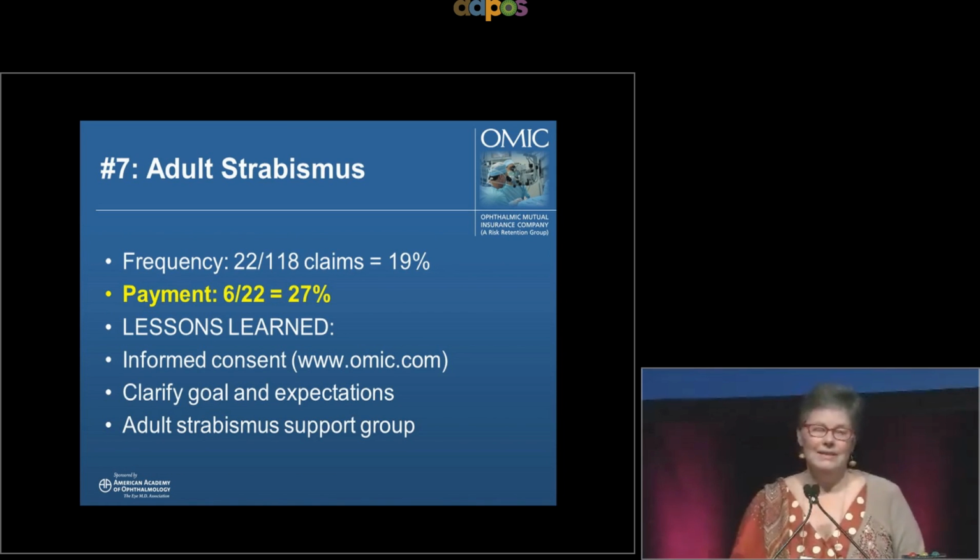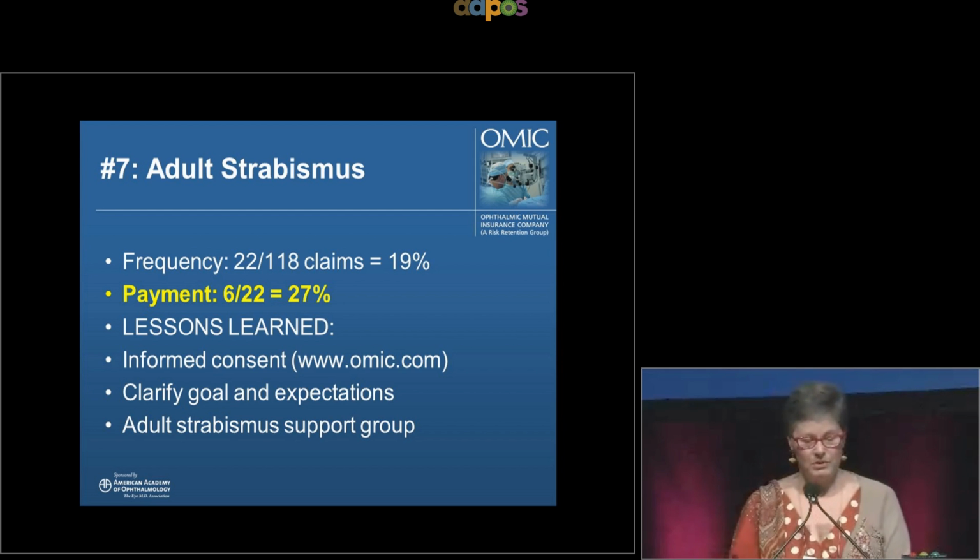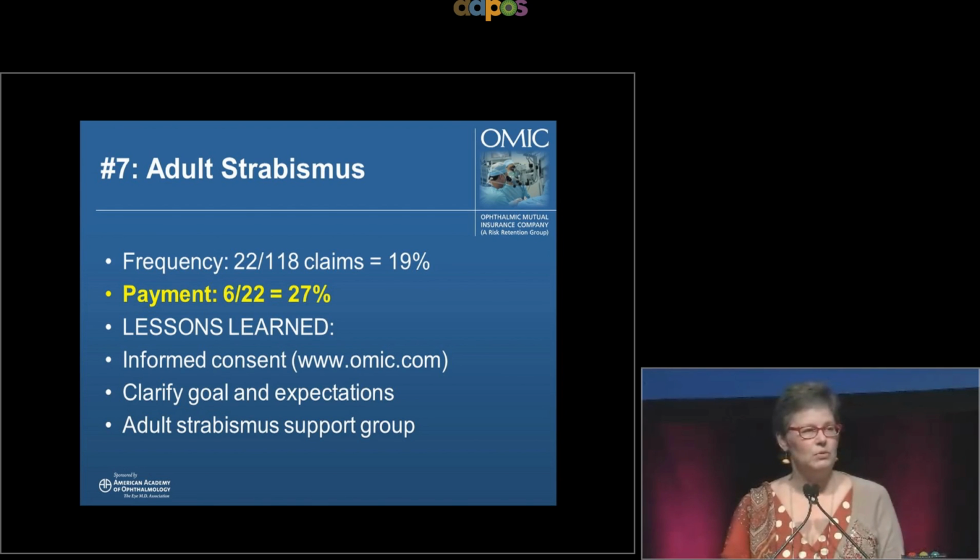So I didn't quite do a top 10 David Letterman, but I did the top 7 backwards. So adult strabismus. 19% of our claims were for adult strabismus, and we had to pay 27% of those cases to close them. And again, Omic's average is about 20, 21% to close. Biggest lesson, informed consent. We have a sample strabismus consent form on our website, which is an open access website. Whether you're with Omic or not, you may access anything on there.